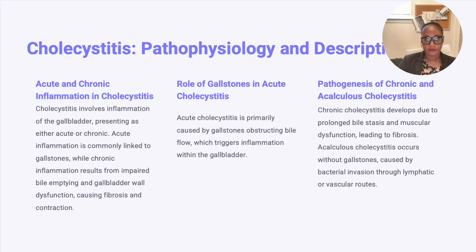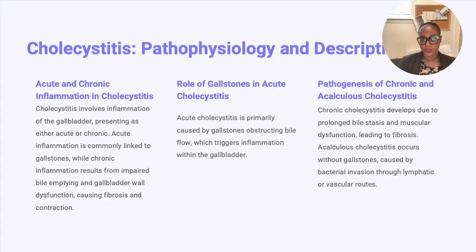In acute and chronic inflammation, cholecystitis, as I mentioned, involves inflammation of the gallbladder present as either acute or chronic. Acute inflammation is commonly linked to gallstone, while chronic inflammation results from impaired bowel emptying and gallbladder wall dysfunction, causing fibrous and contractions. And then the role of the gallstone in acute cholecystitis, as I mentioned, acute cholecystitis is primarily caused by gallstone obstruction of bowel flow, which triggers inflammation within the gallbladder.